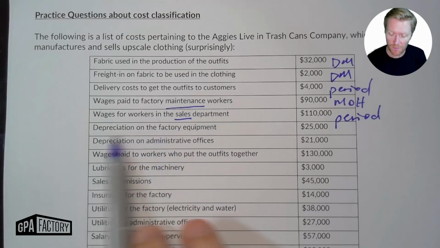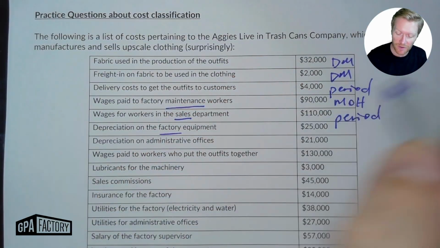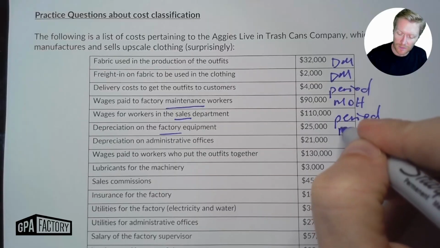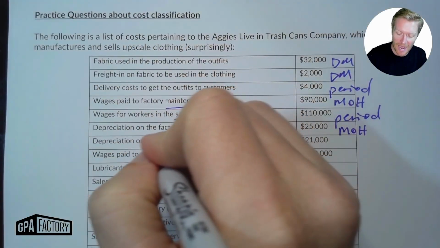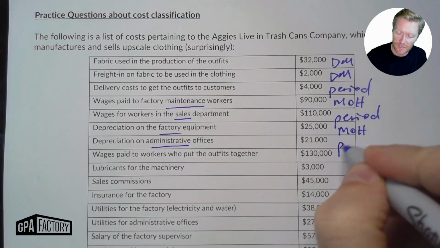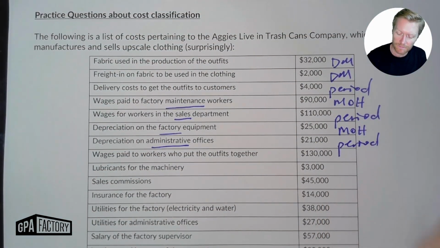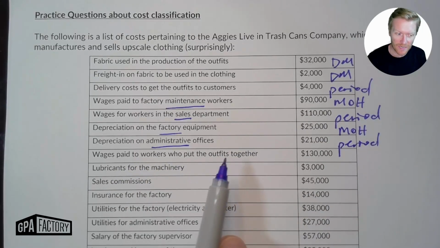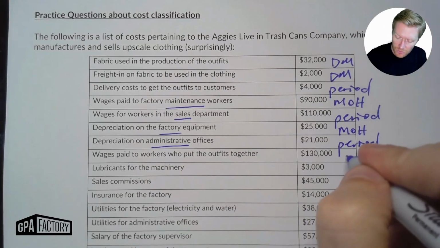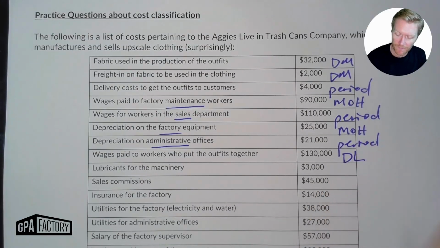Depreciation on the factory equipment. Depreciation on specifically factory equipment is going to be a product cost, but it's manufacturing overhead. Versus depreciation on admin offices, that's going to be a period cost. Then we've got wages paid to workers who put the outfits together. If they're the ones that are actually making those, that's going to be direct labor. And it might not say this directly in this one, but any fringe benefits for direct labor would also be included.